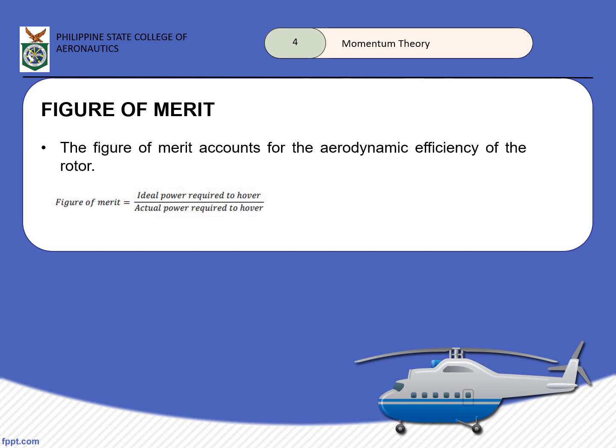So I would just be briefly discussing a recall of the figure of merit. The figure of merit accounts for the aerodynamic efficiency of our rotor. We can get the figure of merit by dividing the ideal power required to hover by the actual power required to hover. So, why did I include this in the discussion? Because we would be using this in our problem solving. So, let's proceed with our first sample problem.